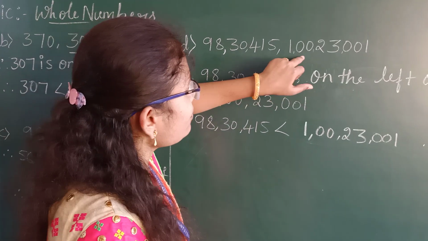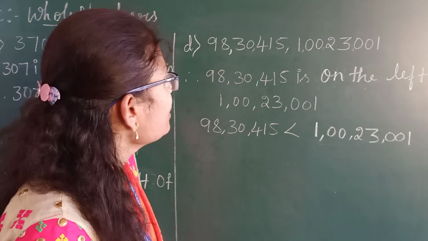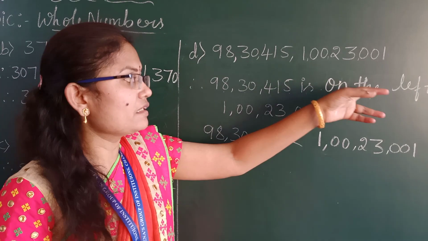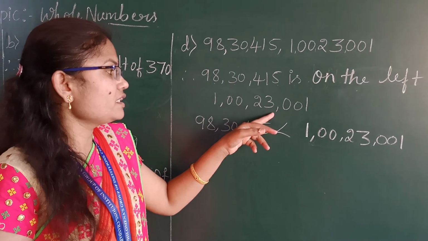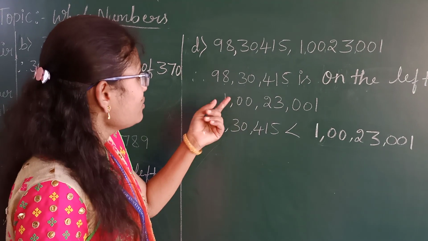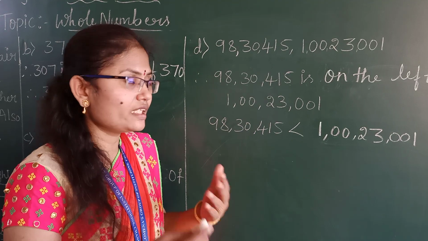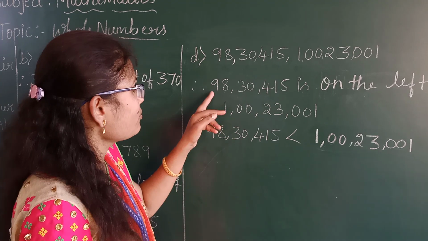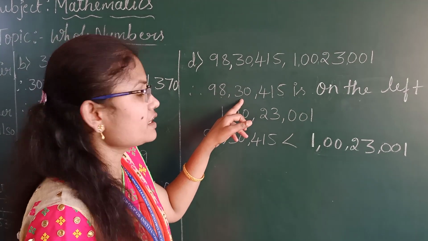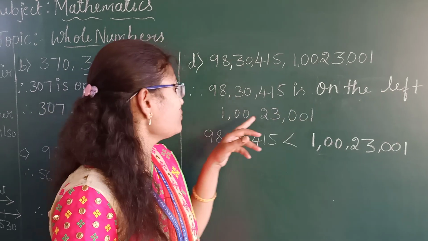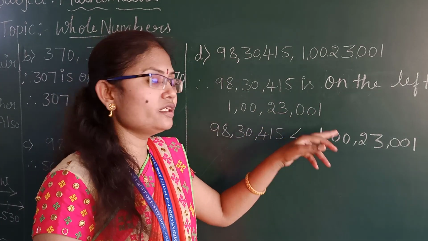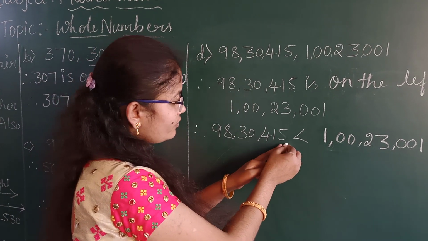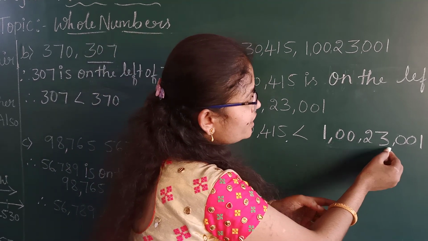In the same way we will move on to the next problem, that is 98,30,415 and 1,23,001, which they have given. You can easily identify that 98,30,415 is on the left of 1,23,001. Here 1,23,001 is the greater, and 98,30,415 is the smaller. So automatically 98,30,415 is on the left of 1,23,001. Therefore 98,30,415 is lesser than 1,23,001.